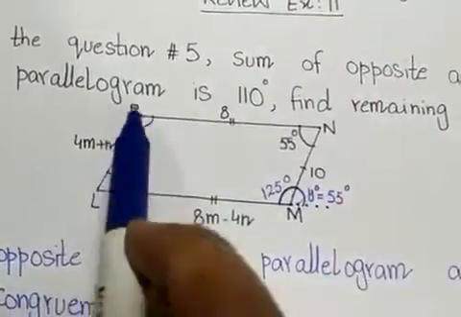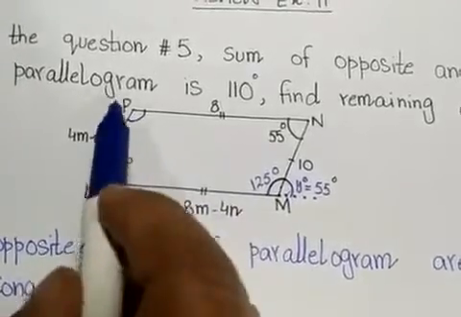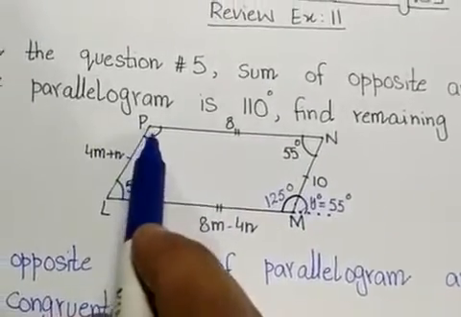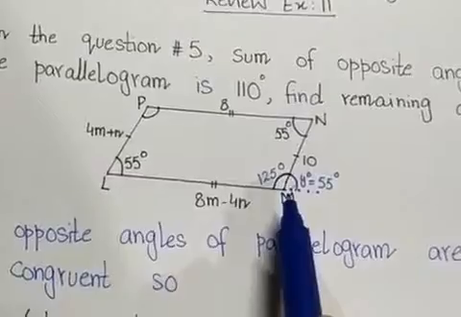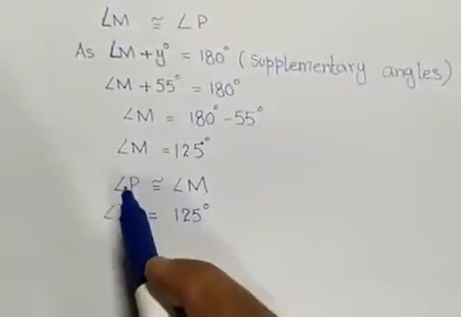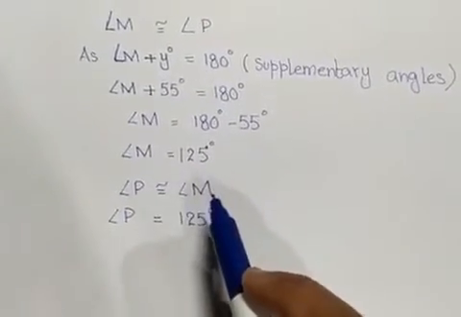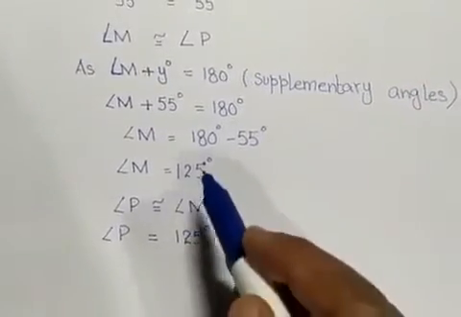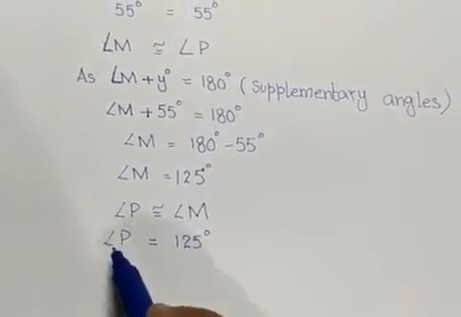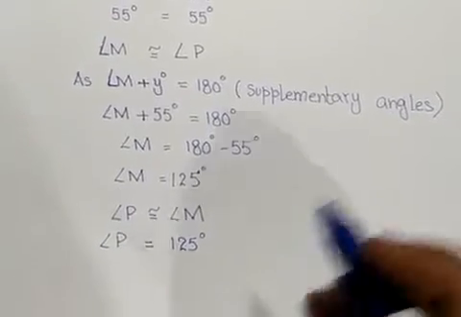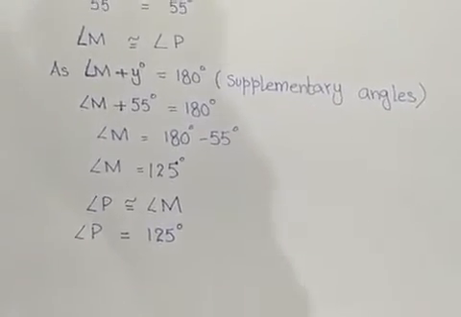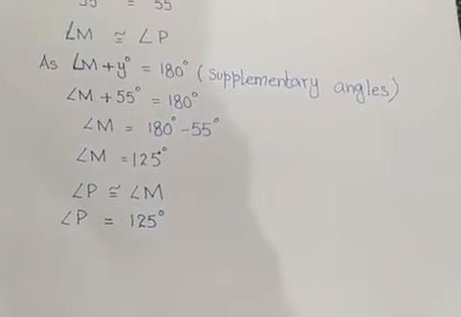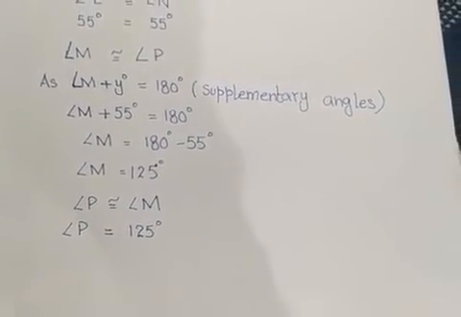Now if you remember, opposite angles of parallelogram are congruent. So angle P is congruent to angle M. Here I have written angle P is congruent to angle M. Now put the value of this M. Angle M is 125 degree. So angle P is also 125 degree. This is all in chapter number 11. I hope this chapter is clear to you.